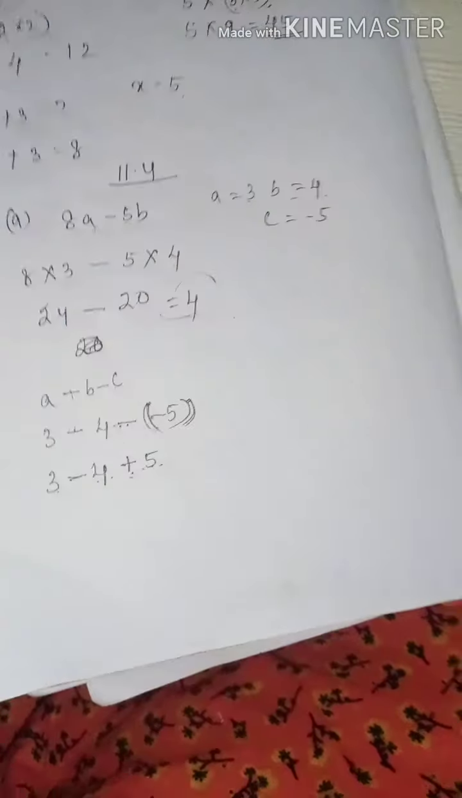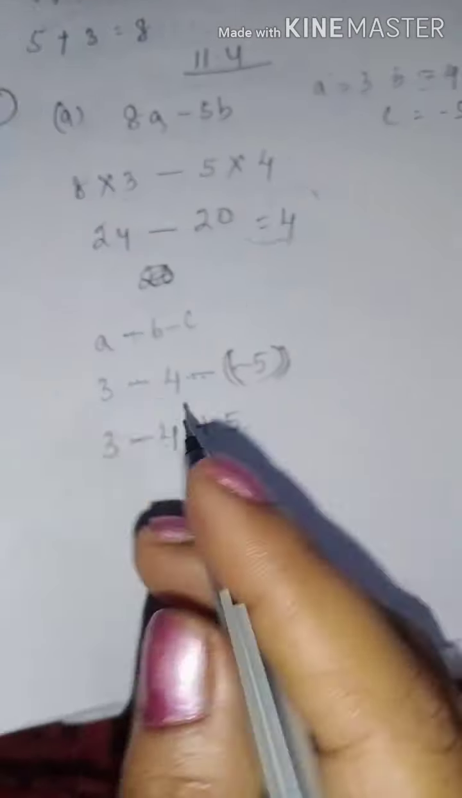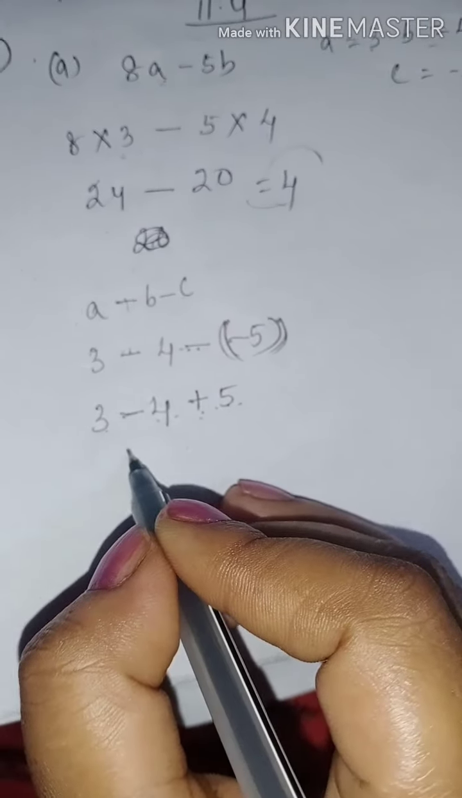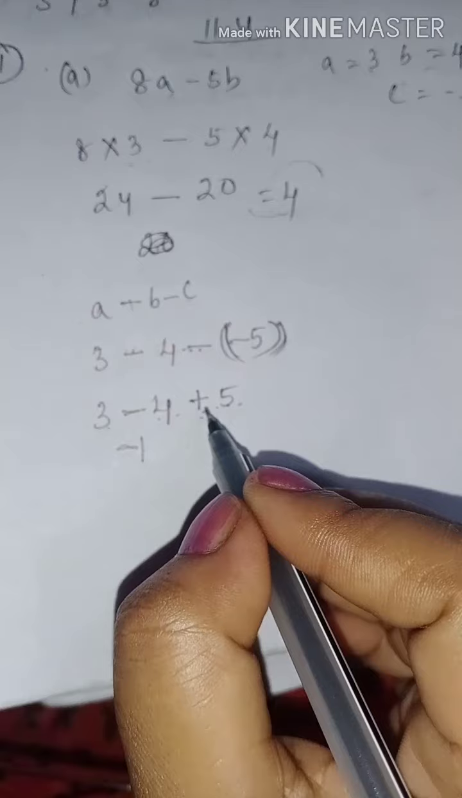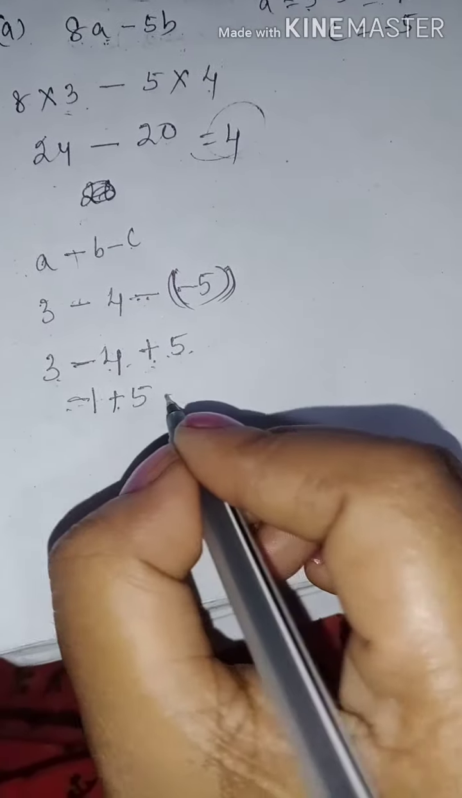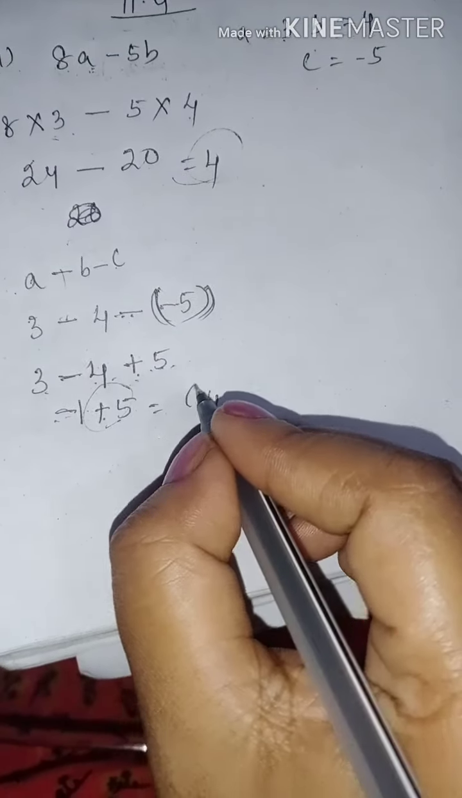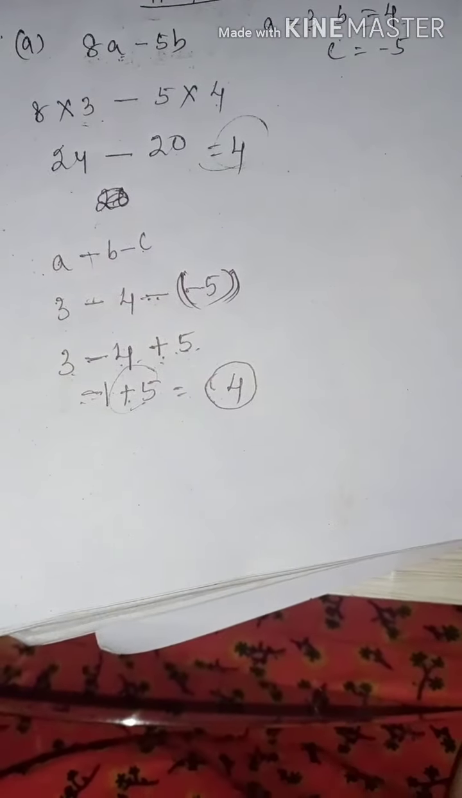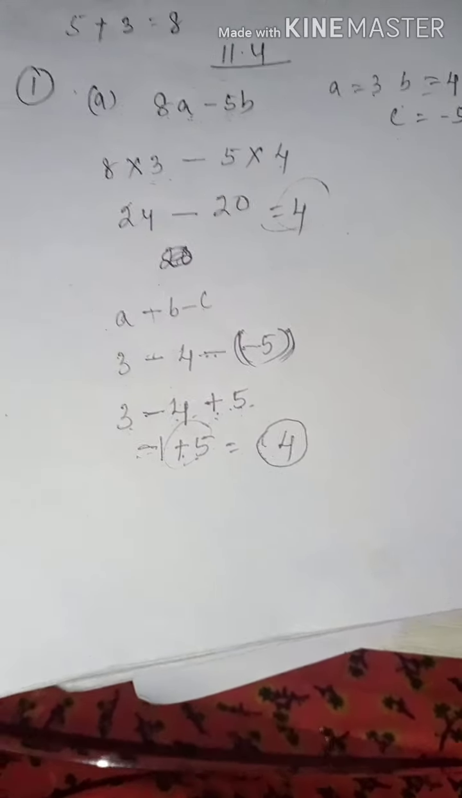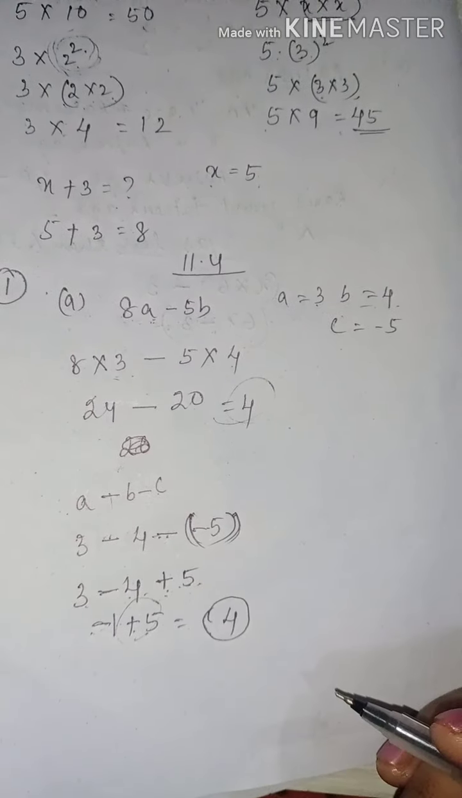See students, what happens here? 3 minus 4, what is that? Here we are getting minus 1. Plus 5. Minus 1 plus 5. Minus plus, so we are getting 4. As the positive number is bigger, the answer is also in positive form. Answer is 4. In this form, you have to do the other problems of this exercise. Okay.